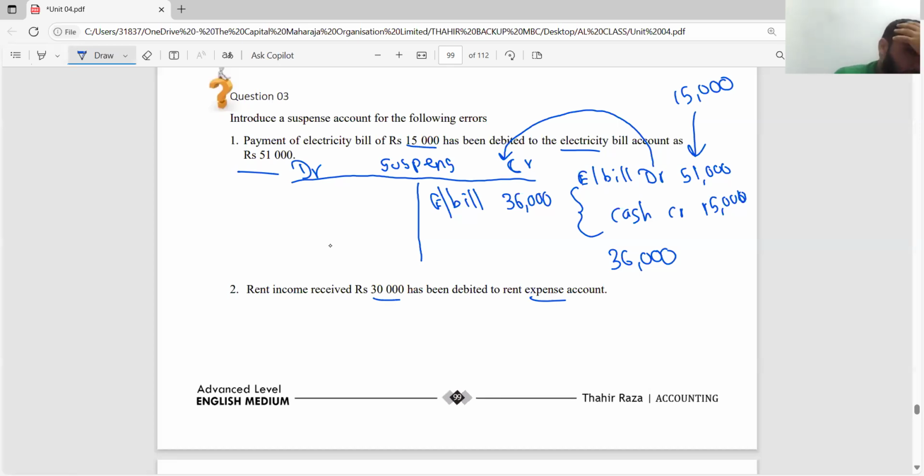First of all, what you have to do in this situation, you have to write down. First of all, what is the double entry that they have recognized? Rent income means you receive cash. Cash is debit by 30,000. And then they have put as rent expense debit by 30,000.